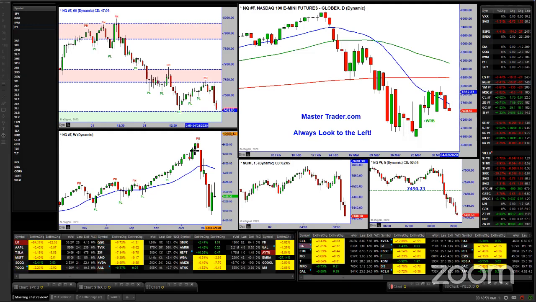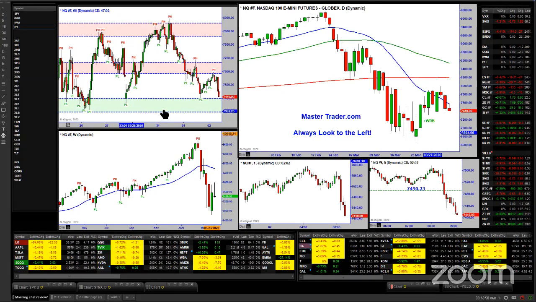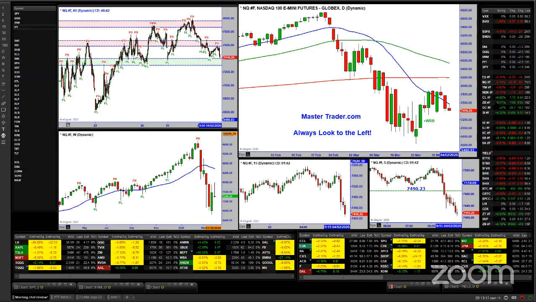So NASDAQ, same story. Down here at support, got this big support level here. We'll see if it holds. And you can see if it doesn't, it opens up to what we call a void. And if it starts breaking through here, it's going to get ugly to the downside. But hey, we start shorting things more aggressively, right? That's what we do.